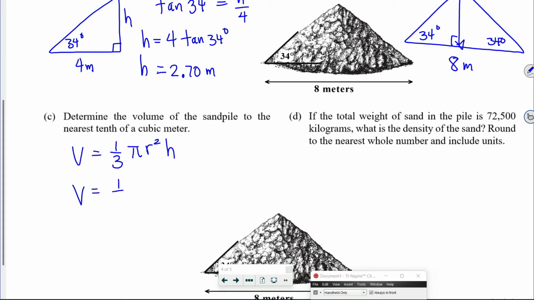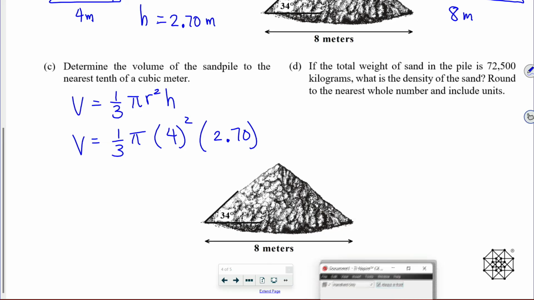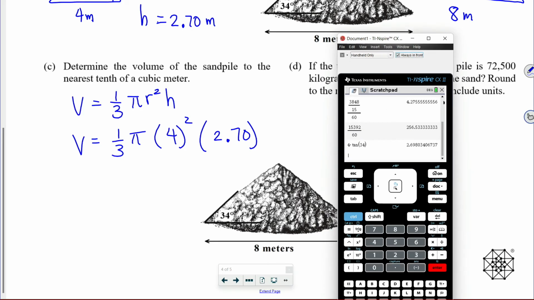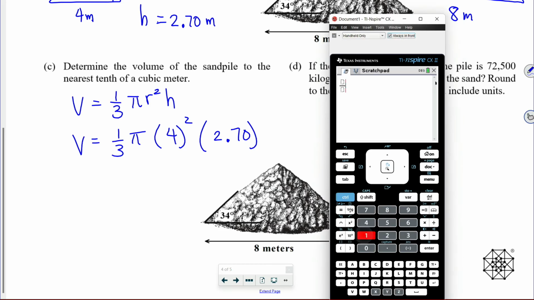In this case, that's going to be 1/3 times pi times the radius, whoops, which is not 8, it's 4. I almost used 8. Times 4 squared times that height that we just figured out. So the volume of this cone is 1/3 pi times 4 squared times 2.70. All right, let's figure that out. 1/3 pi times 4 squared times 2.70.